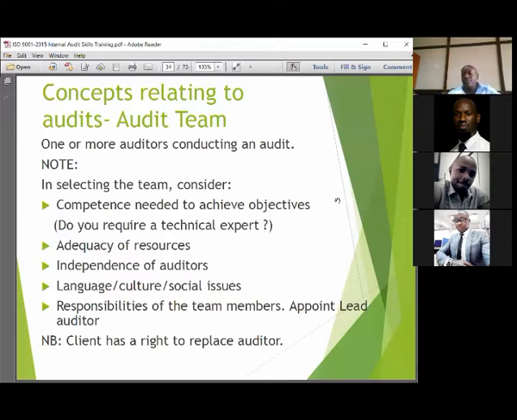We want to add value, so it doesn't matter who audits. And if you feel you're not comfortable with this person, we can always give you another person. Normally it doesn't happen, but it can happen. What are some of the things?